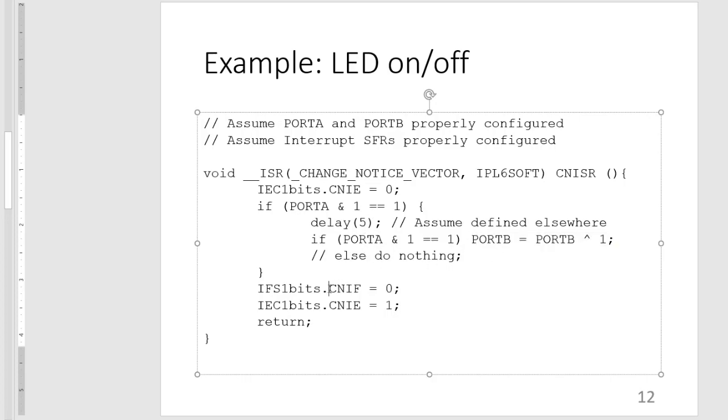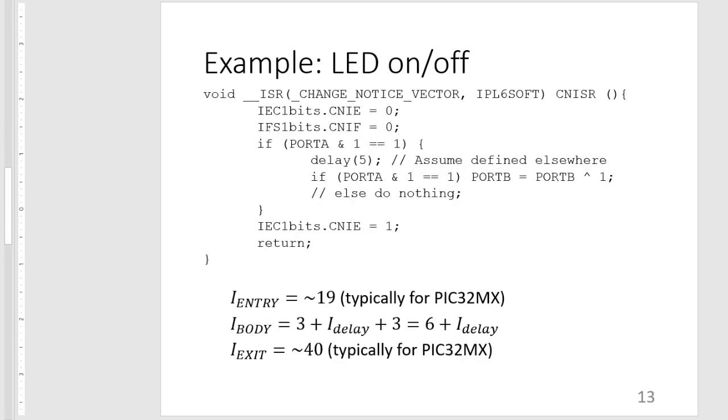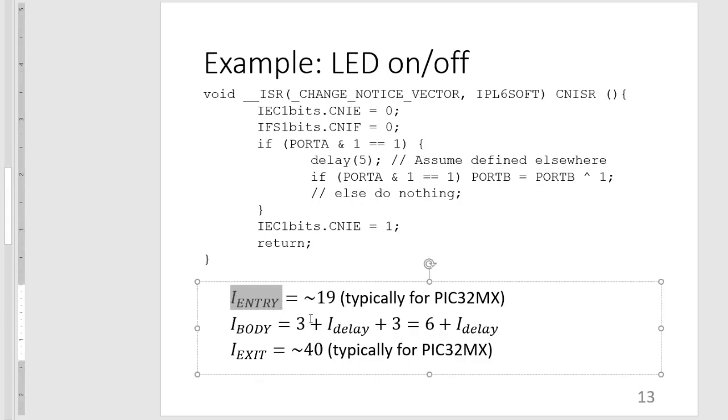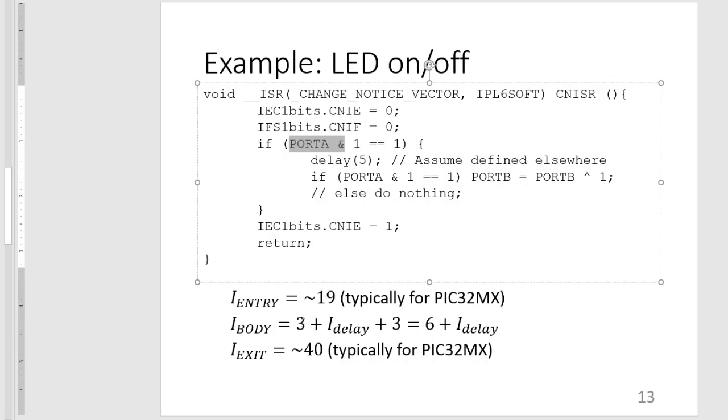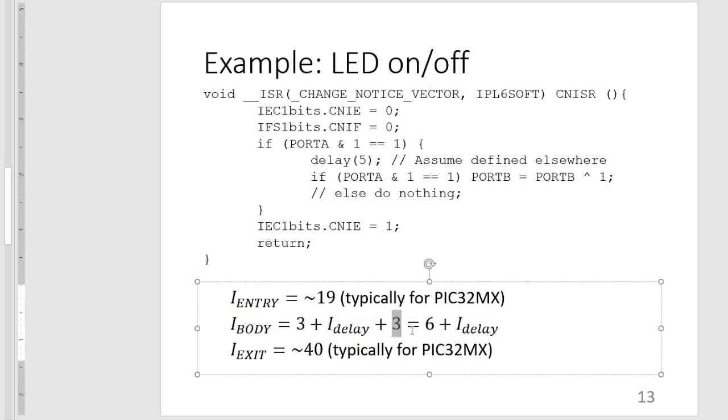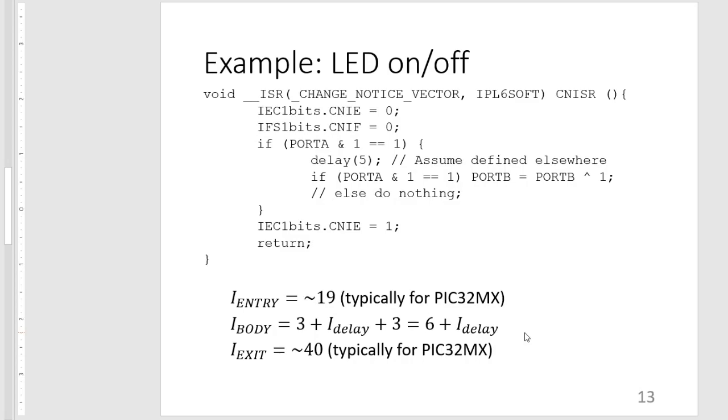And then after that, we say the interrupt has been serviced by clearing the interrupt flag and then enabling the interrupt again. If we break it down, the instructions needed for entry, for a PIC32, are typically around 19. This will also change depending on what your interrupt is doing, but in this case, it will be 19. And then for our body, we have 1, 2, 3 instructions, then a delay of 5 milliseconds, and then 1, 2, and 3 more instructions after that. So 6 plus the instruction count of the delay.